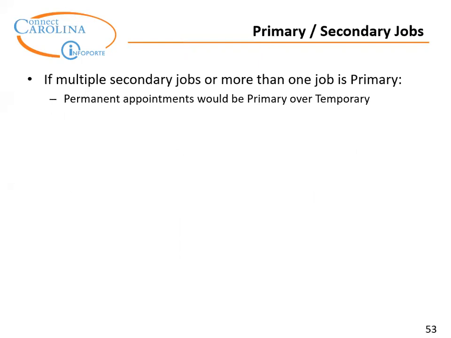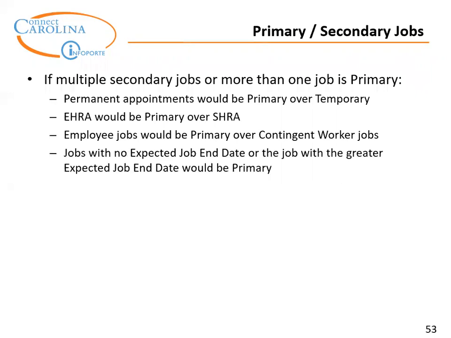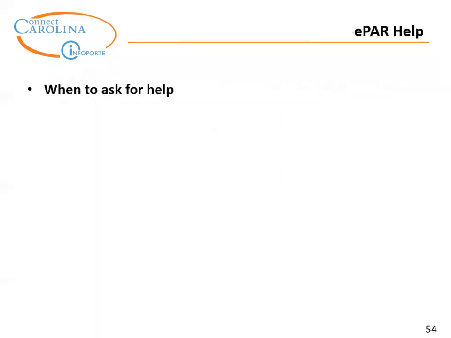And we actually make some adjustments to that based on the rules, like permanent appointments always are a primary versus a temporary assignment. EHRA appointments have priority over SHRA appointments. Certainly over contingent workers with no job end date. This is just sort of the order that we actually process those to decide which records should be primary. So if you see something that's out of order, certainly open a help desk ticket, and then we will actually look at that and make that adjustment for you.